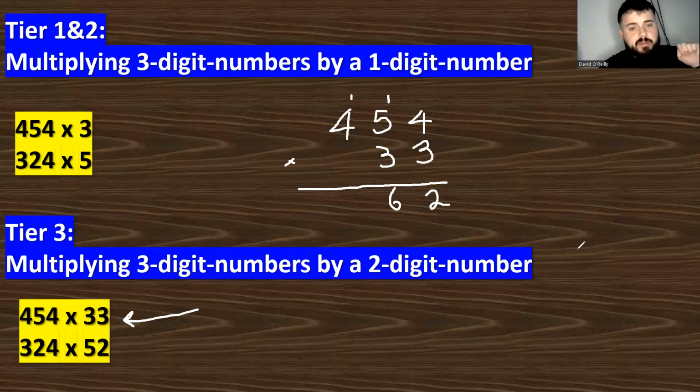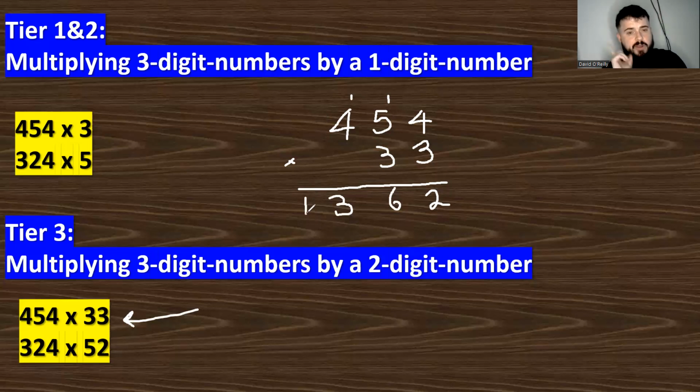3 times 4. 3, 6, 9, 12. Add the one that we carried over is 13. Now, 2-digit number answer, so the 3 goes down here. The 1 we cannot carry over because we're out of columns. Yeah, we've gone to the last column, so I'll put that down here as well.